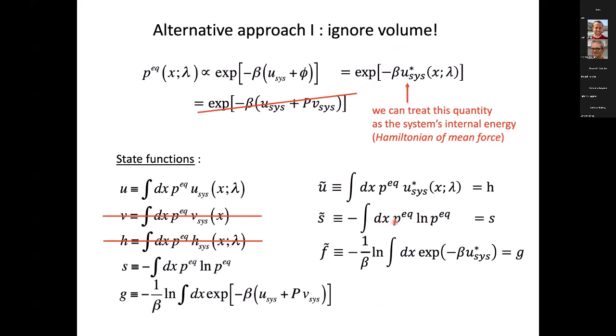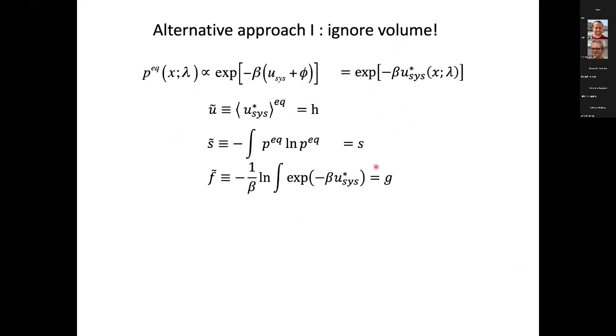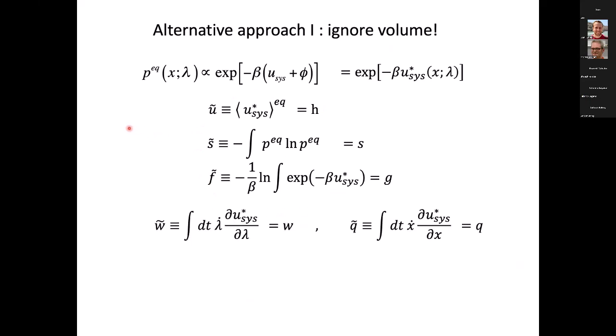Well, S is obviously the same because nothing has changed, but the U tilde is just what I previously had called H, and F tilde is what I previously called G. Okay, so let me wipe the board clean and put these equations up here. And now let me define work and heat in a way that should be familiar to people in stochastic thermodynamics.